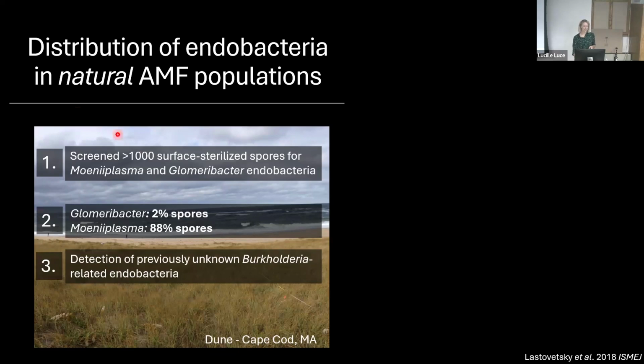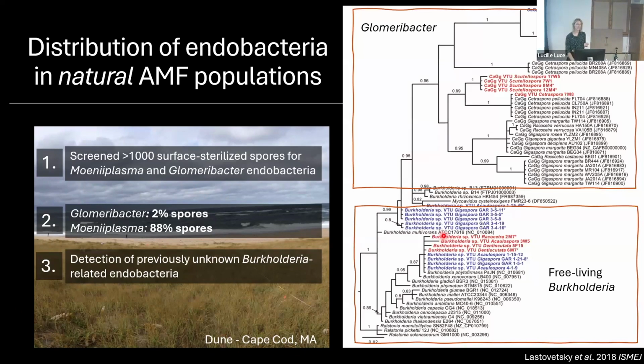We found that Glomeribacter was actually very rare in the AMF, found only in around 2% of the spores, whereas Moyiniplasma were very, very common, found in about 88% of the spores. We also detected potential presence of a third type of previously uncharacterized endosymbiont in these spores, potentially related to Burkholderia. This came about as a result of our Glomeribacter-specific primers not being particularly specific and amplifying other Burkholderia species.